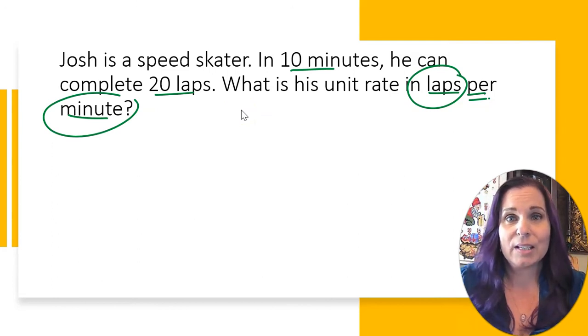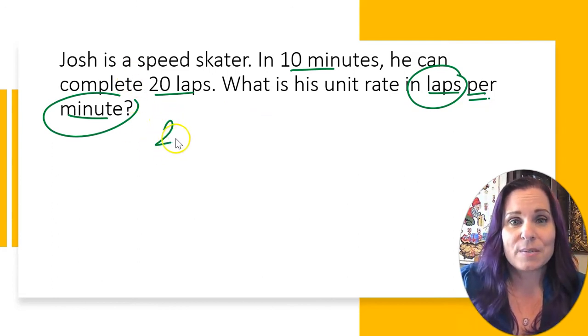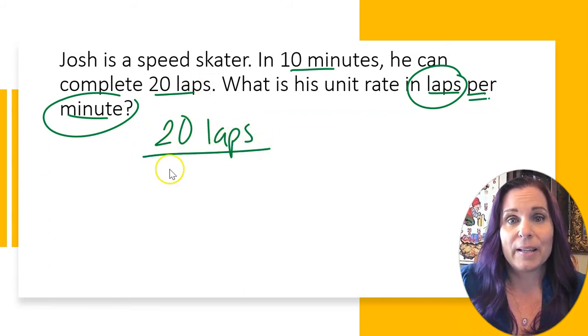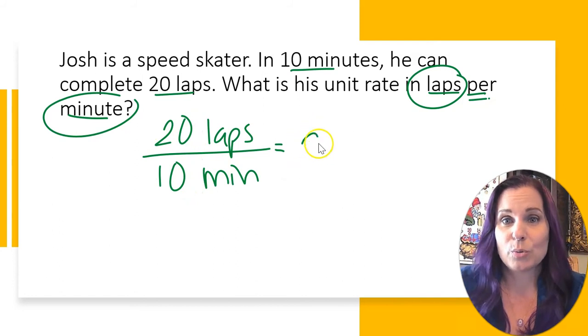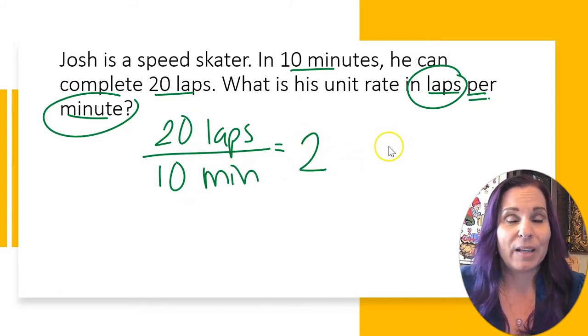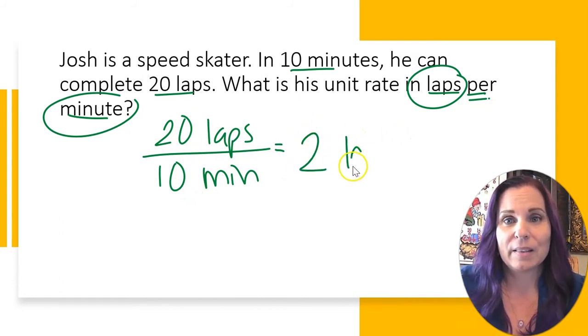So let's do that. 20 laps divided by 10 minutes. 20 divided by 10 is 2. And then my unit would be laps per minute.